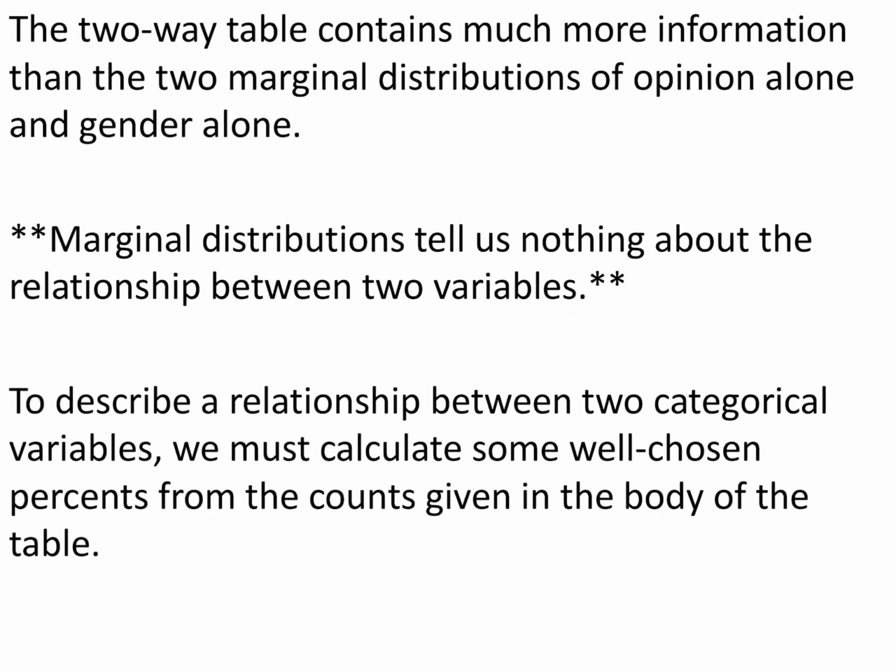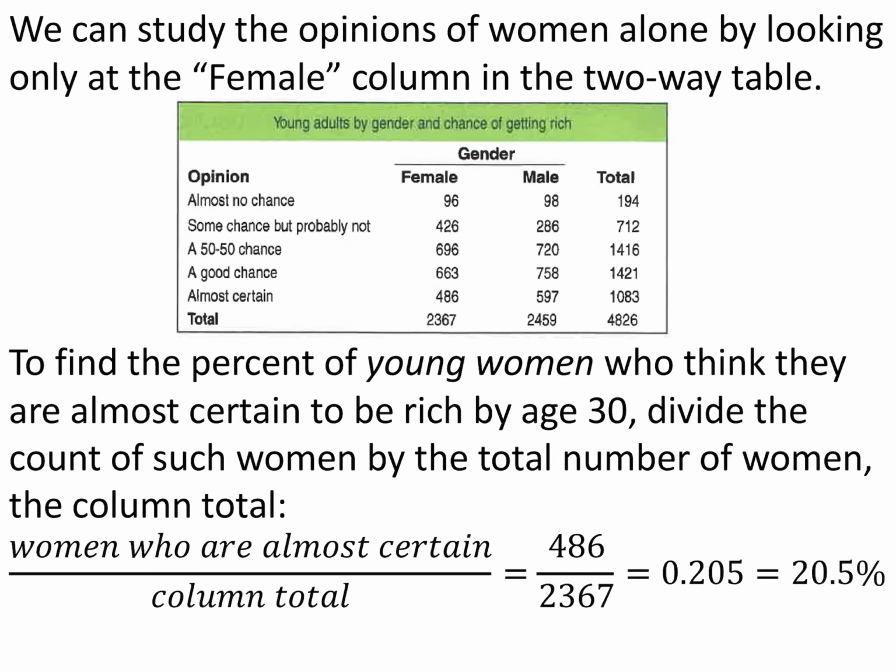So this doesn't tell us, if we think back to whether people thought they would be rich, or more than middle class, by the time they were 30. It doesn't tell us anything about the difference of opinion based on gender. We can look at opinion or gender in a marginal distribution, but if we look inside, we can describe a relationship between two categorical variables. To do this, we must calculate some well-chosen percents from the counts given in the body of the table.